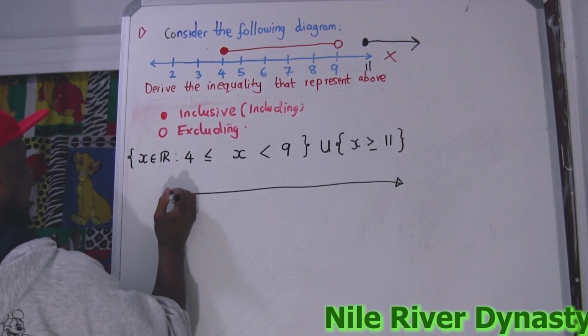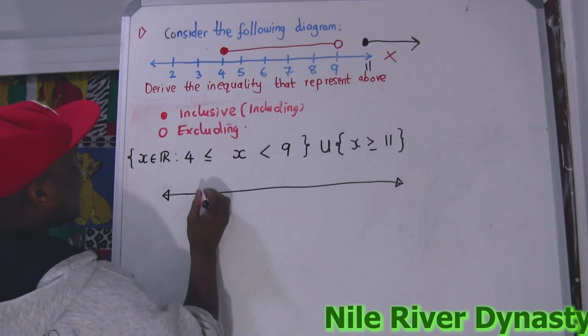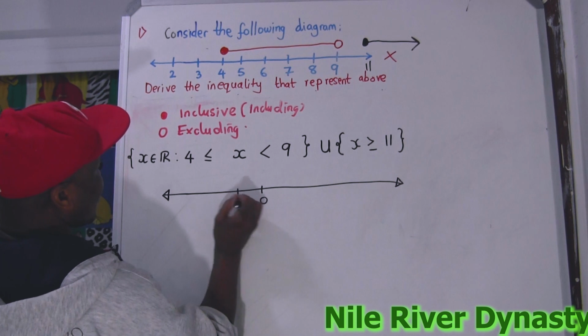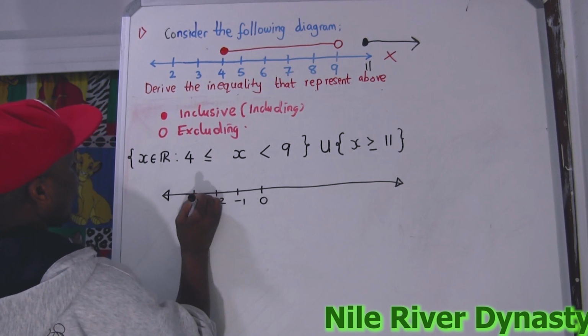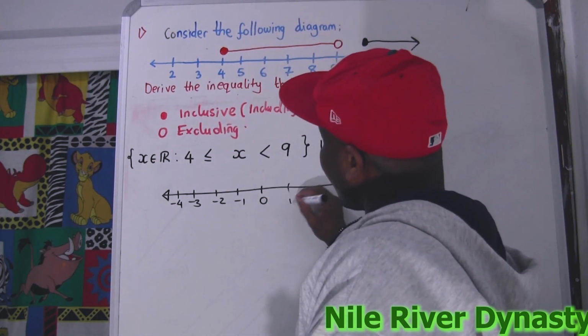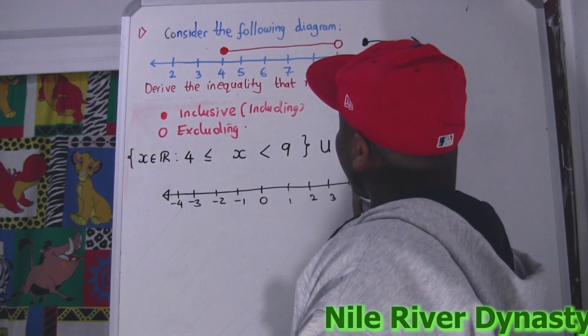Let's say we've got a number line. This is 0, -1, -2, -3, -4, and then 1, 2, 3, 4.